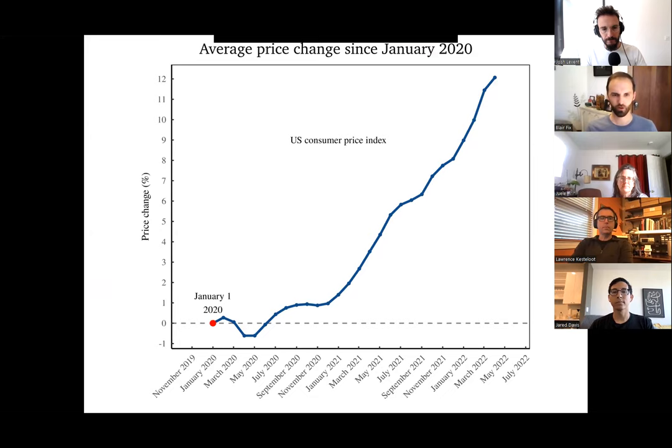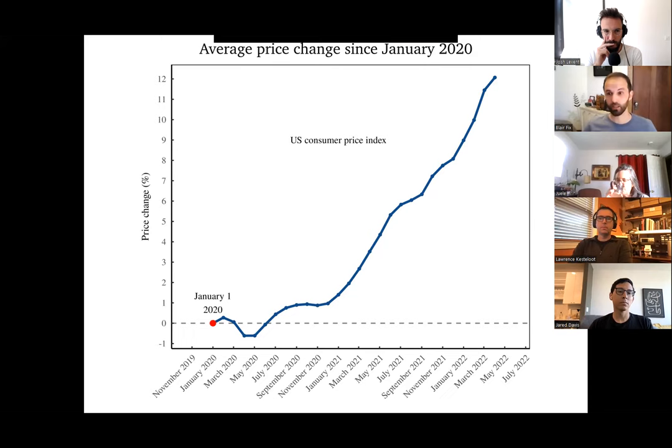So let's start with just the consumer price index since January 2020 when the pandemic first started. We had some deflation in 2020 and then really nothing special until January 2021. And then prices really started going up, the average price, to the point where today, the last month of data, March 2022, the CPI is up 12% from January 2020, which is a lot. And this is really all you get in the mainstream media.